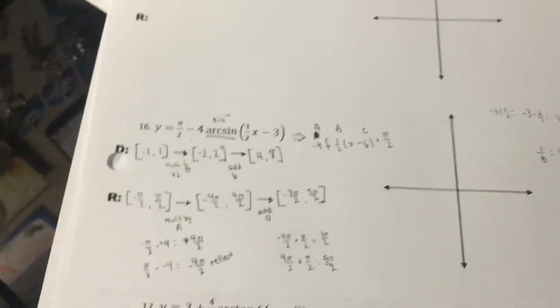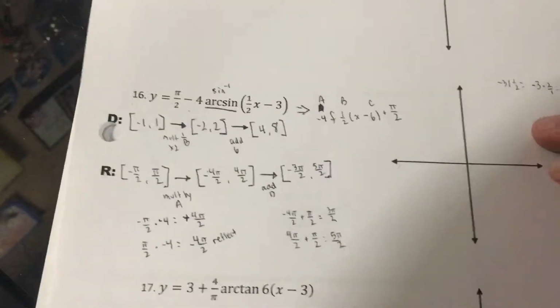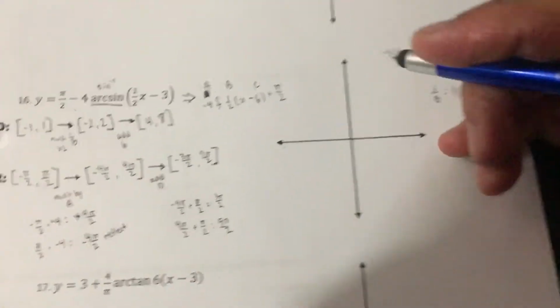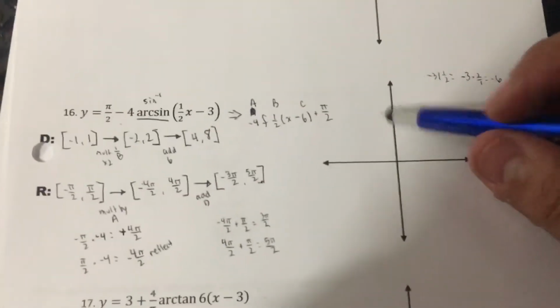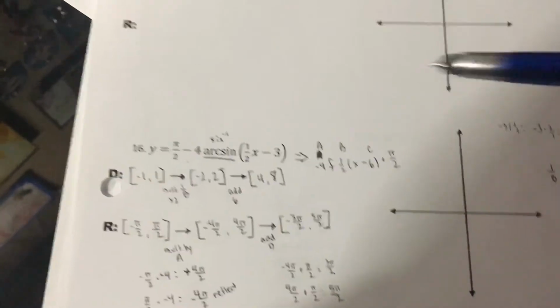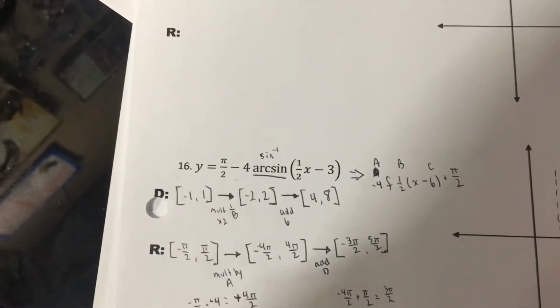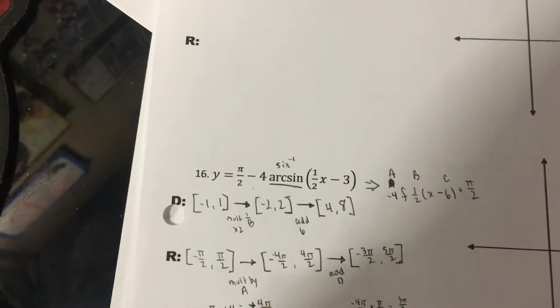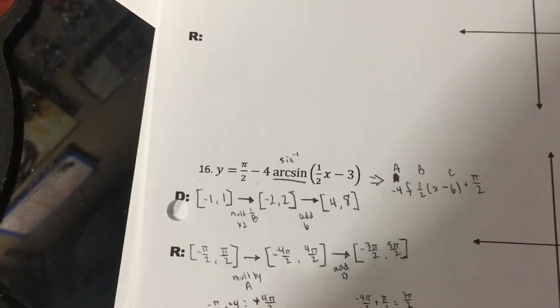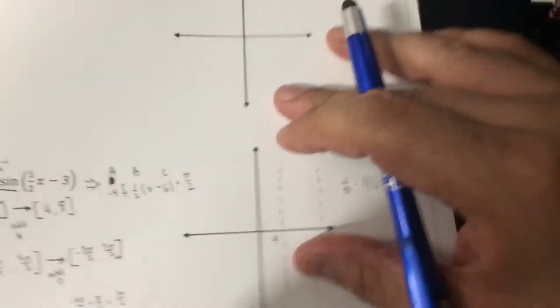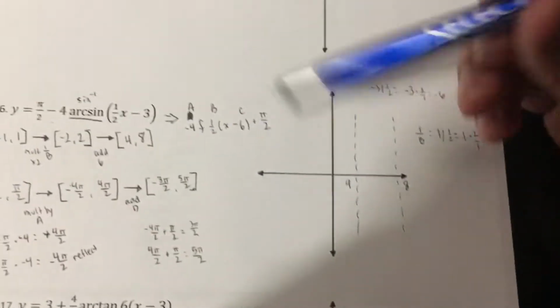So I have my domain, I have my range. When I graph this, I start with the domain, so my smallest value is 4. I'll call this 4. My biggest value is 8. So I'll call this 8. My smallest y value is negative 3 pi over 2.